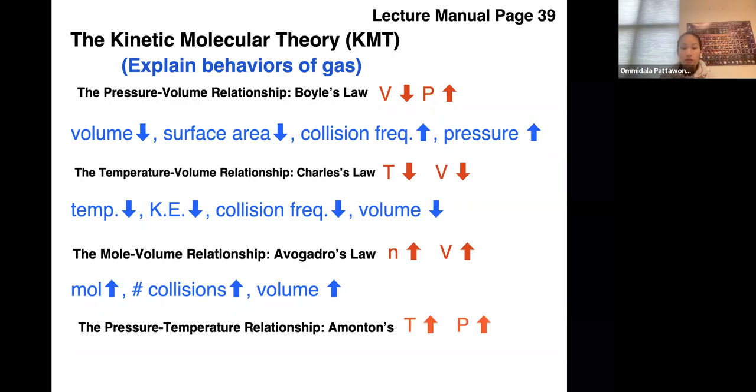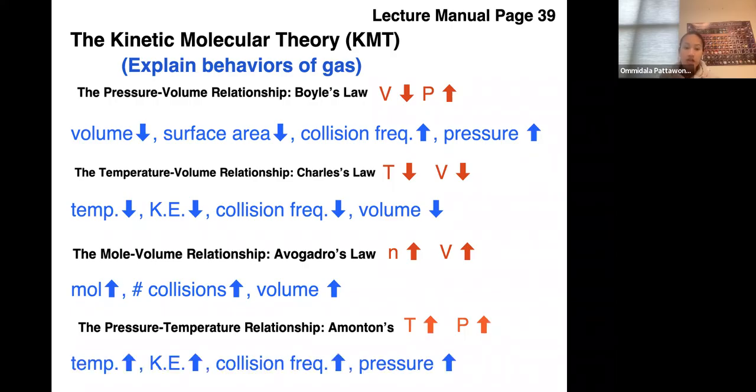Okay, so with the pressure-temperature relationship, as the temperature increases, the kinetic energy of the molecules increases, right? Molecules travel with higher energy, more frequently, and hit the wall of the container more frequently. Therefore, in this case, the pressure would also increase. Okay, so that's pretty much it.